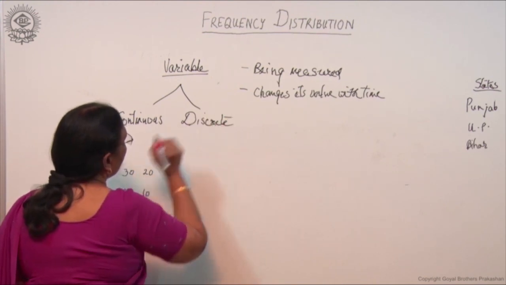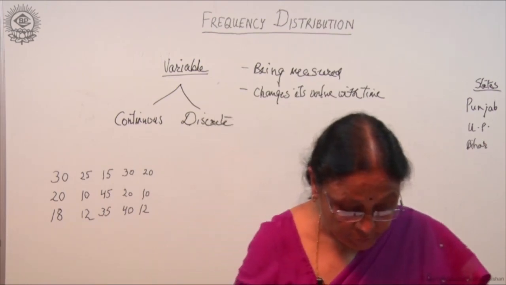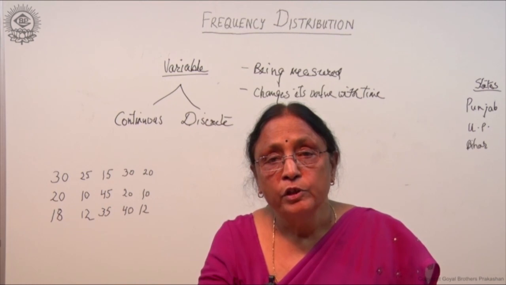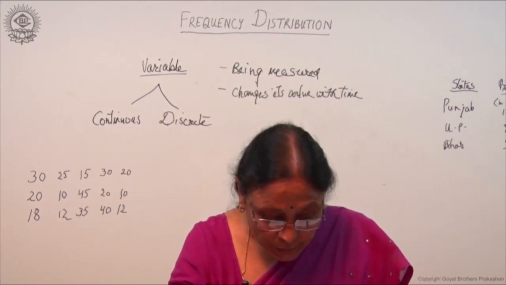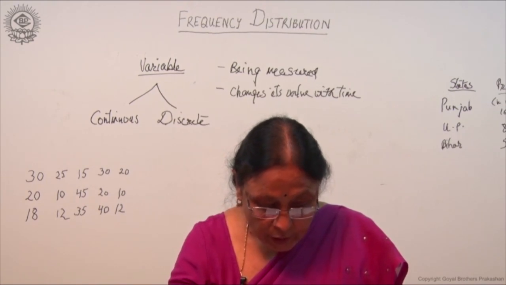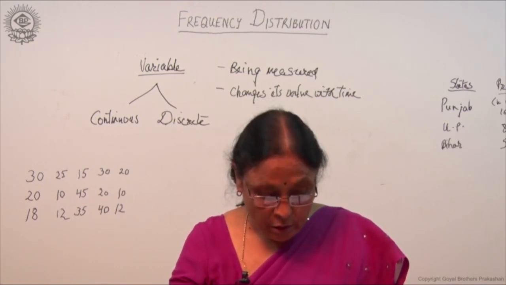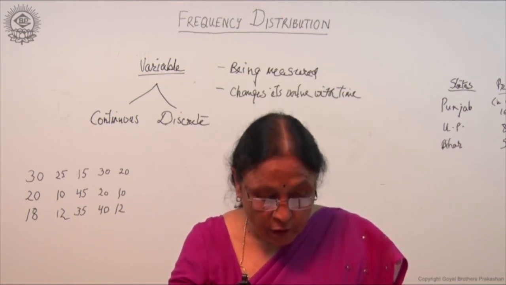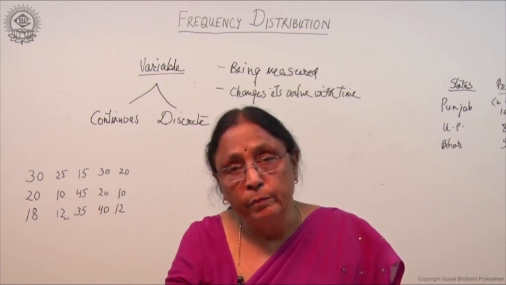So variables are of two types, continuous variable and discrete variable. Now let us discuss these. First one is continuous variable. What do you mean by continuous variable? It can take any value in a specified interval. For example, height and weight of students, wages of workers in a factory, that is known as continuous variable.